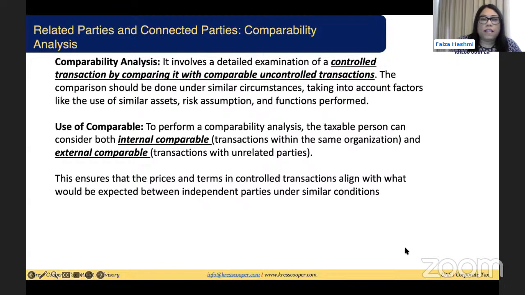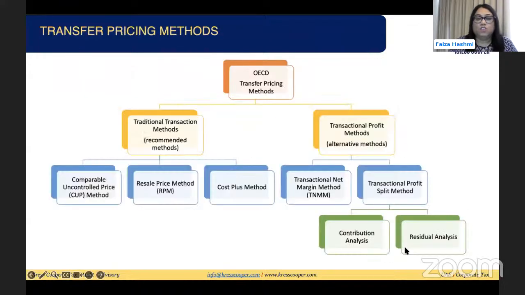So the comparability analysis is basically a detailed examination. It tells you to compare the controlled transaction, which is the one done with the related party, with the uncontrolled transaction, which is that done with a third party and which is comparable. To do that comparative analysis, you can consider internal comparables, which are the transactions done within the same organization, or external comparables as well, which are the transactions with unrelated parties. This is there to ensure that the prices and the terms are the same for the transactions done with the related parties and those done with the third parties.